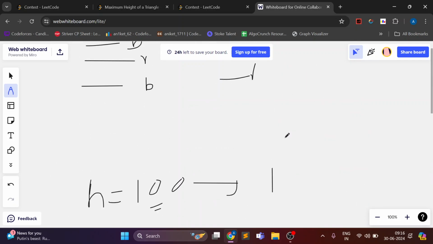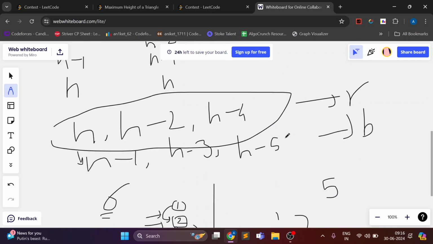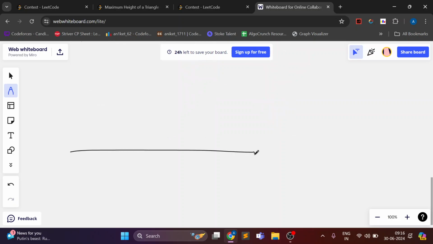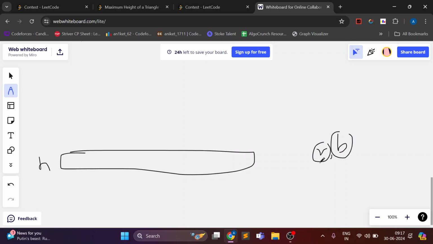So it is always optimal to put the maximum number of balls first. If I have r and b values, I will first try to put all the balls at height h. So I have to put the balls which have the higher count. If r is higher, I will put r balls here. If b is higher than r, I will start with putting blue balls.